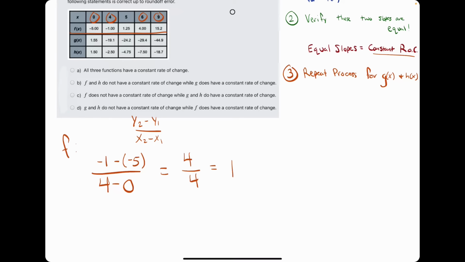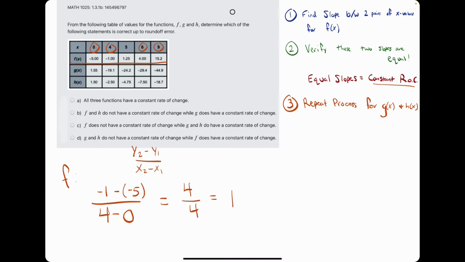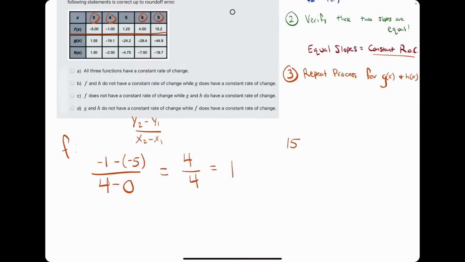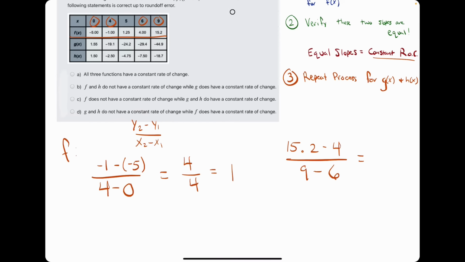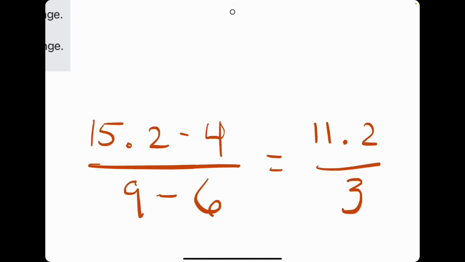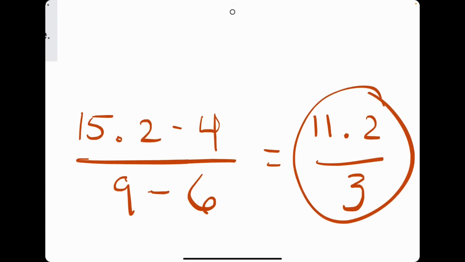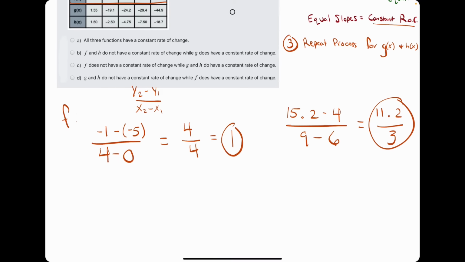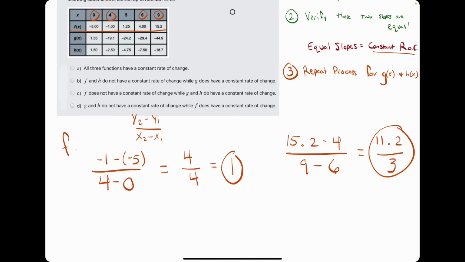So then let's find the slope between 6 and 9 for the function f. So we have y2 minus y1, or 15.2 minus 4, all divided by x2 minus x1, so 9 minus 6, and this looks a little strange. But let's see what we can do by hand. So 15.2 minus 4 would be 11.2, and then 9 minus 6 would be 3. So I'm not seeing this fraction being equal to 1, so f likely does not have a constant rate of change.